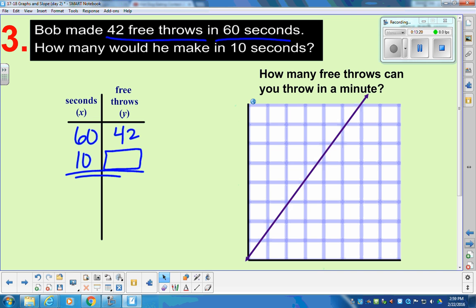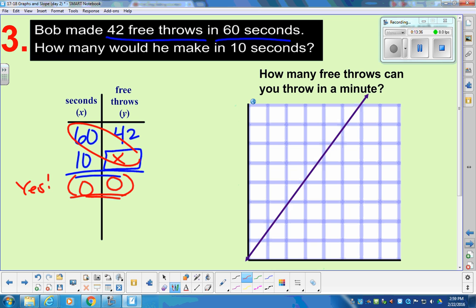So in 60 seconds, Bob makes 42. How would Bob do in 10 seconds? All right, so let's ask the question: does it go through 0, 0? So if the time hasn't started, is it proportionate? Has Bob shot any free throws? No. So we would say yes, proportionate, which means we can take cross products and solve. So we get 60x equals 420.